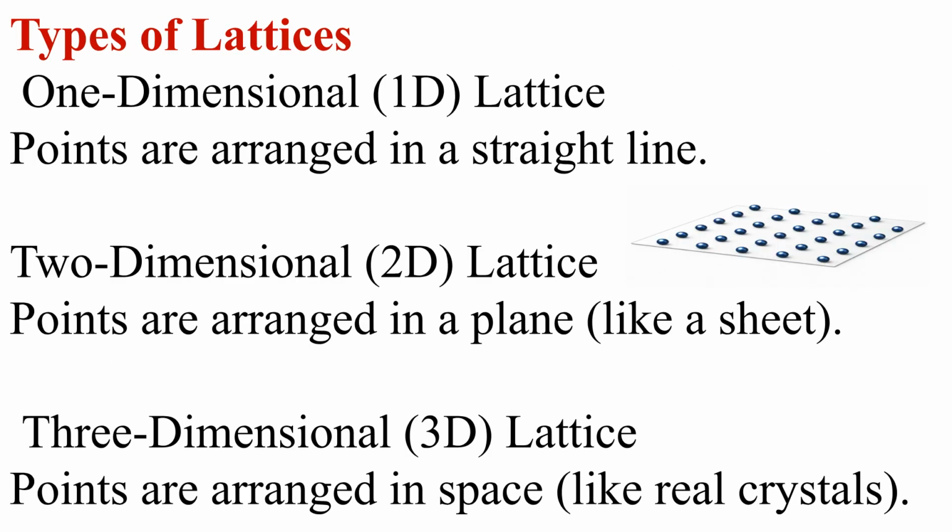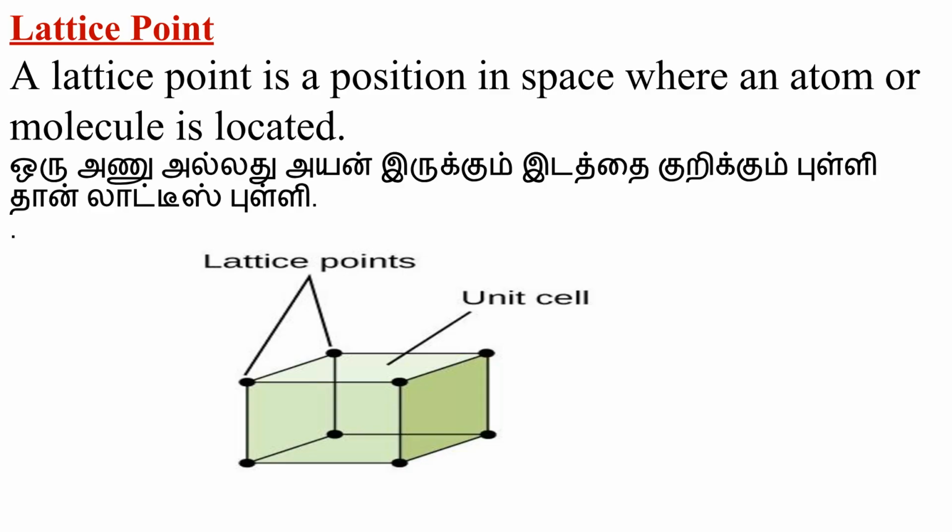Lattices can be one-dimensional, where points are in a straight line. Two-dimensional lattices have points arranged in a plane, like a sheet. Finally, three-dimensional lattices, which resemble real crystals, have points arranged in space. A lattice point is the specific position in space where an atom or molecule is located. The diagram illustrates how these points form a unit cell, the smallest repeating structure.